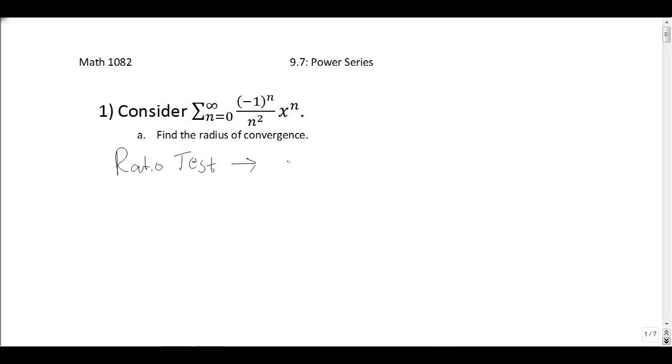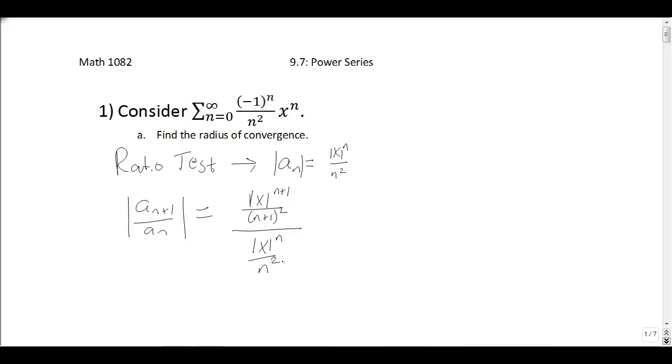What I've got here is a_n. Really, for the ratio test I care about the absolute value of a_n, so I'm going to drop the negative 1 to the n. It's going to be absolute value x to the n over n squared. And so what I'm going to do is a_(n+1) over a_n, absolute value. When I plug in n plus 1 for n, I get absolute value x to the n plus 1 over n plus 1 squared. That part's the a_(n+1). And then the a_n is absolute value x to the n over n squared.